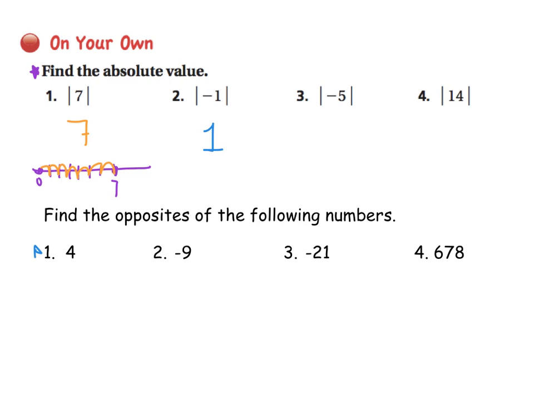Looking down on the bottom, finding the opposites of the numbers. Remember opposites? If it's a positive, the opposite is negative. If it's a negative number, its opposite is a positive. So the opposite of 4 is simply -4. And the opposite of -9 would be +9. Pause the video, come back and check your answers.